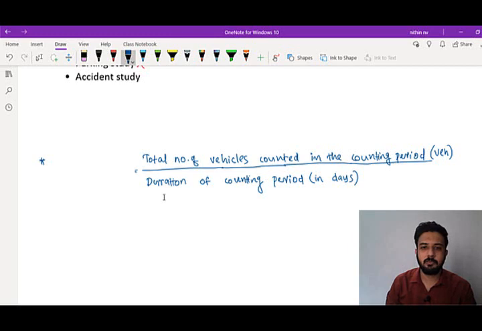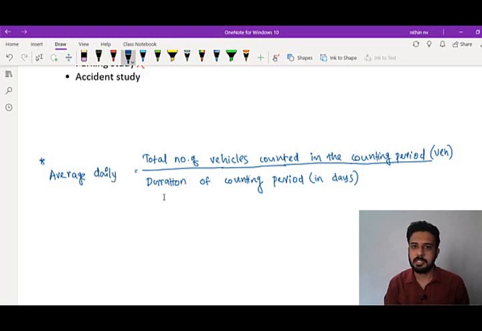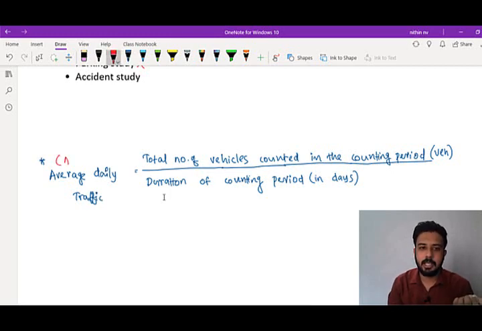The total number of vehicles you counted is divided by the duration of the counting period in days. If it is 1 week, we divide by 7. If it is 1 month, 30 or 31, whatever, we put it in the denominator. Then what will we get? The total number divided by the number of days. Obviously, we get the average value, right? So we call that average the average daily traffic, correct? In one day, how much is the average? Average daily traffic. There is a standard short form for this, nothing but ADT. Okay, very simple.